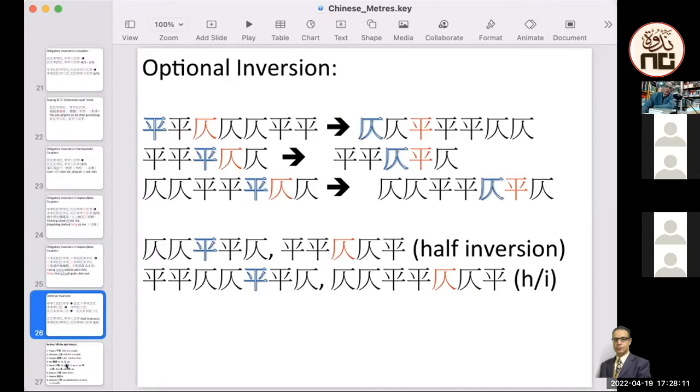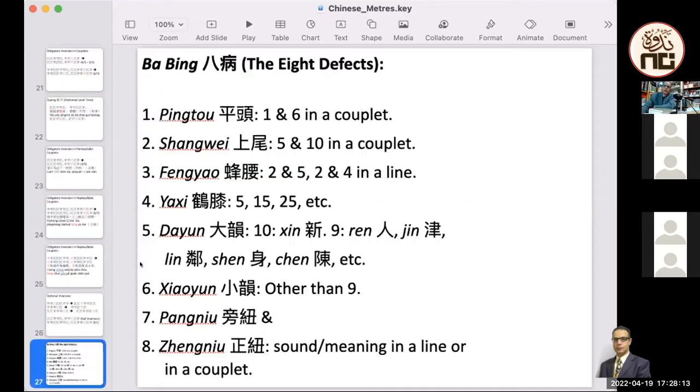There are other things called defects in the poem that poets usually try to avoid, but actually they don't really stick to these rules, because we can still find some of these defects in the Tang dynasty, like Li Bai and Du Fu. In their poetry we can find it.